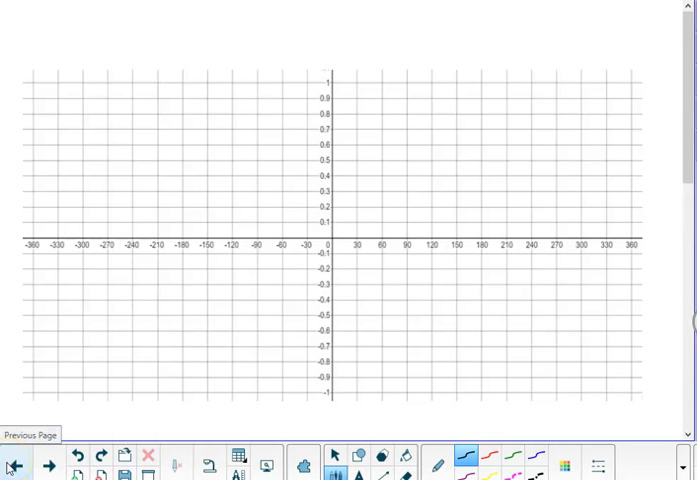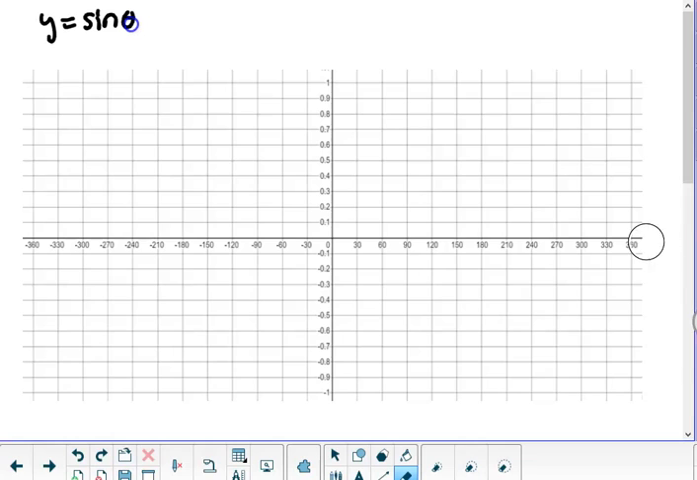Okay, we're going to start with a sine graph. So y equals sine of theta. In a sine function, the input is the angle. So that's on the x-axis. So let me kind of write that angle. Okay, so the input is the angle.